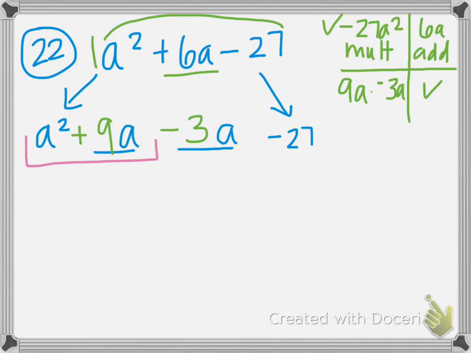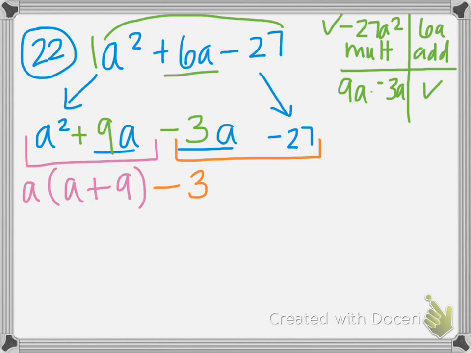So here's our first group, GCF of a, and when we divide both terms by a, we get a plus 9. And then our second group is the minus 3a and the minus 27. Now if there's a negative or a minus sign in between your two groups, you're always going to have a minus sign in between your two terms when you do factoring by grouping. So also we can divide both terms by a negative 3, that would be the GCF. And when we go into both of these terms and divide them by negative 3, we get a positive a and a positive 9.